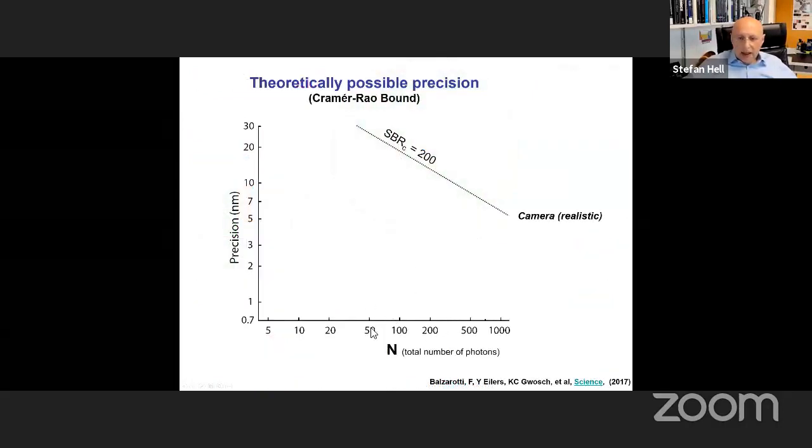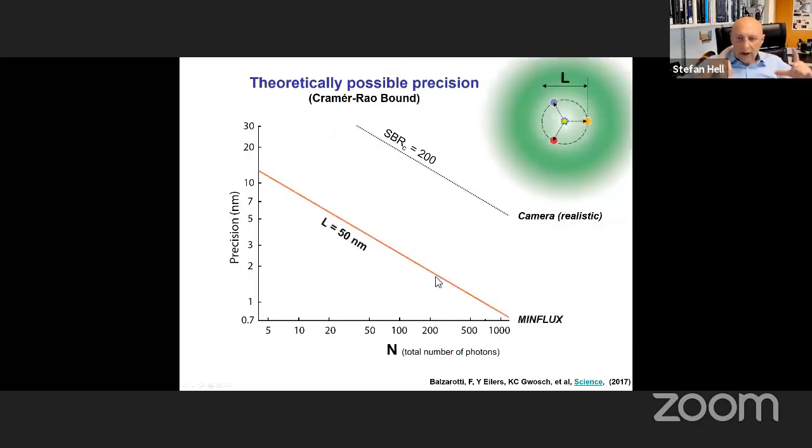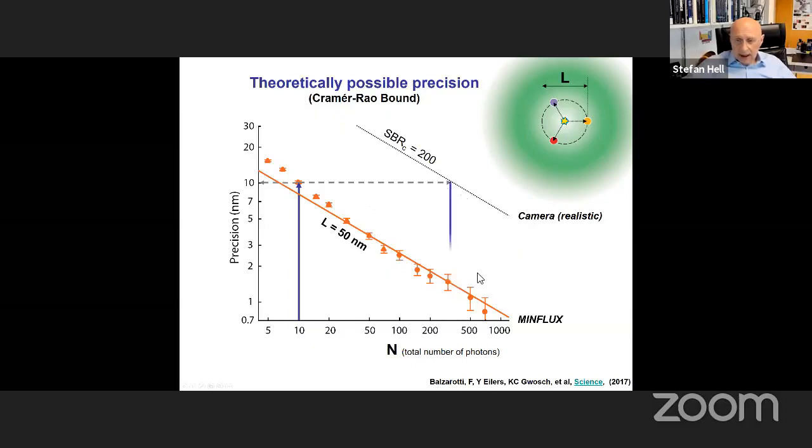Okay, so here there is a measurement showing what is the theoretically possible precision that you get given a certain expectation range L that usually starts out with the diffraction limit, say 250 nanometers or 300 or 200 or whatsoever. But then you decrease it, of course, as you approach the molecule, say with an L of 50, which is four or five times below the diffraction limit, you have a precision of 10 nanometers just with 10 photons. Okay. And say for a camera under realistic conditions, you need many more.